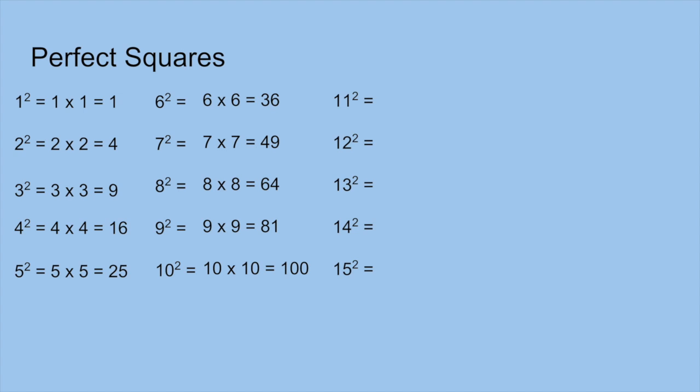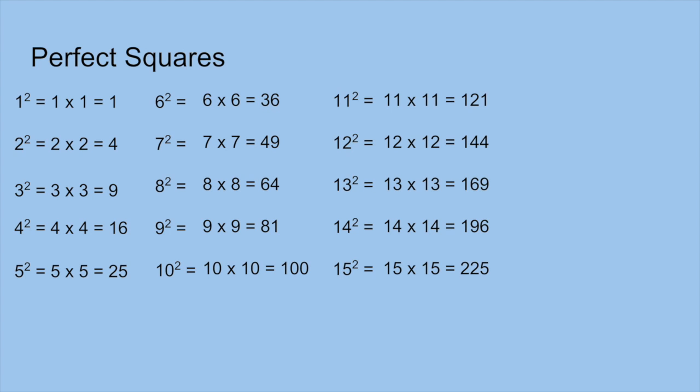Go ahead and find the third set of these. You should get 11 squared equals 11 times 11 equals 121. 12 squared equals 12 times 12 equals 144. 13 squared equals 13 times 13, which equals 169. 14 squared equals 14 times 14, which equals 196. 15 squared equals 15 times 15 equals 225.